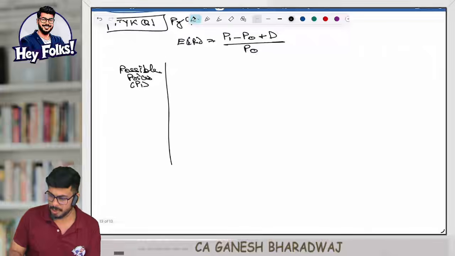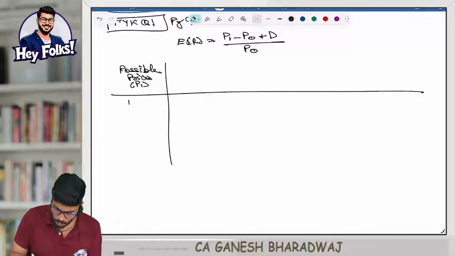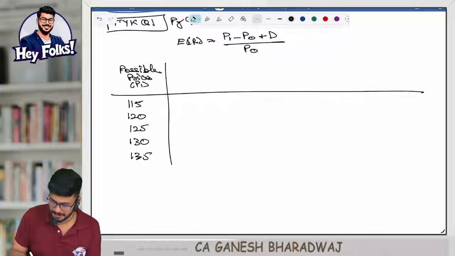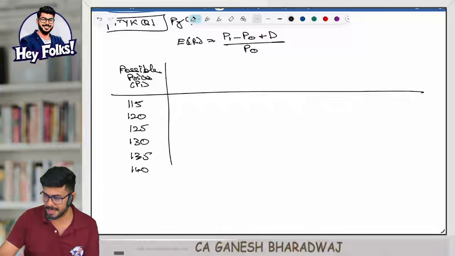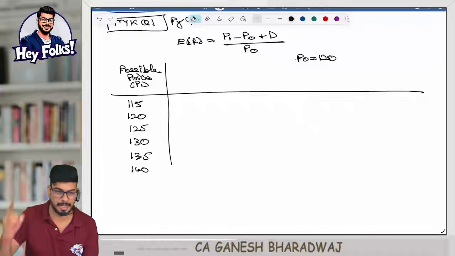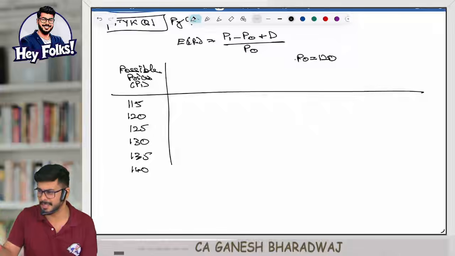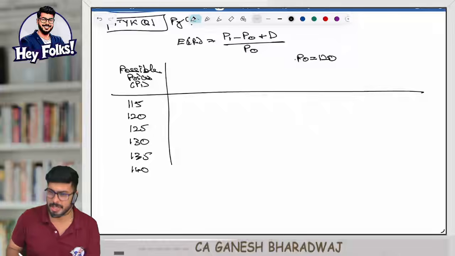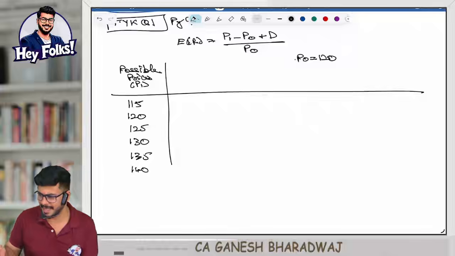What are the different possibilities here? 115, 120, 125, 130, 135 and 140. Am I right, guys? And how much was our P0? We know from the top, P0 is equal to 120. It is given in the question. That is the price at which I purchased. Guys, correct? So now the first thing, in this case, are there any dividends?